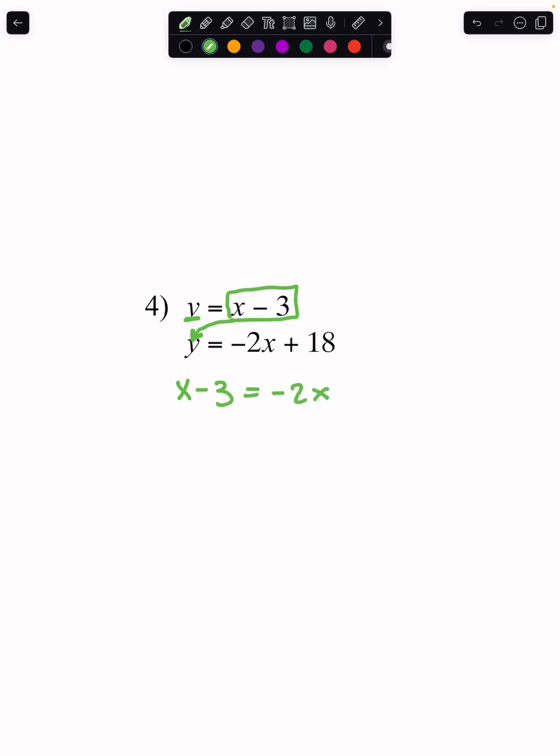Okay? Now, what's going to have to happen is, now I got equations with variables on both sides. Remember, I want my variables on this side, constants over here. And so what I'm going to do is start off by adding 2x to both sides.